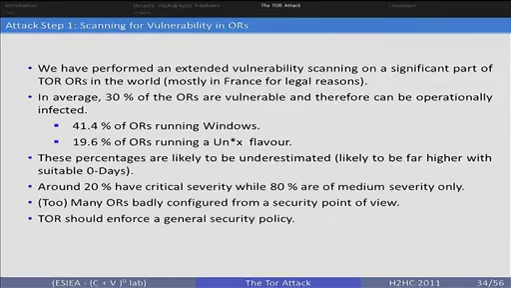So the vulnerability scanning shows that about 30% of the ORs are vulnerable, 41% of which are Windows, and 19.6% run a Unix flavor. And this is in terms of the number of nodes. The percentages are likely underestimated. About 20% of them actually have critical severity, but it's what is to be expected of a voluntary-based network.